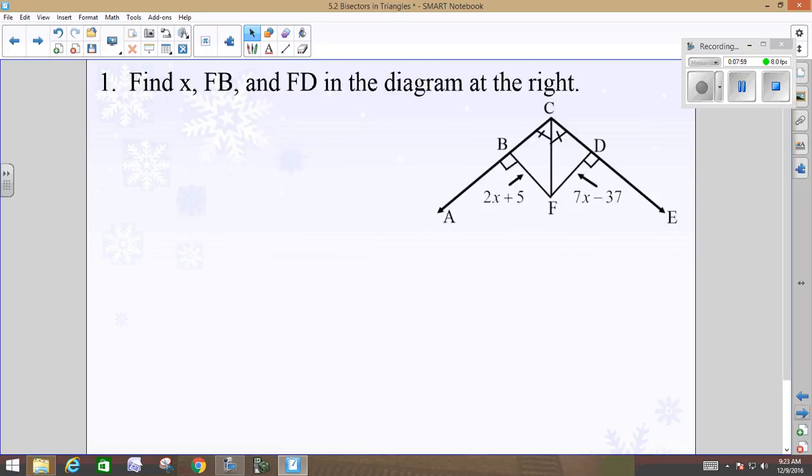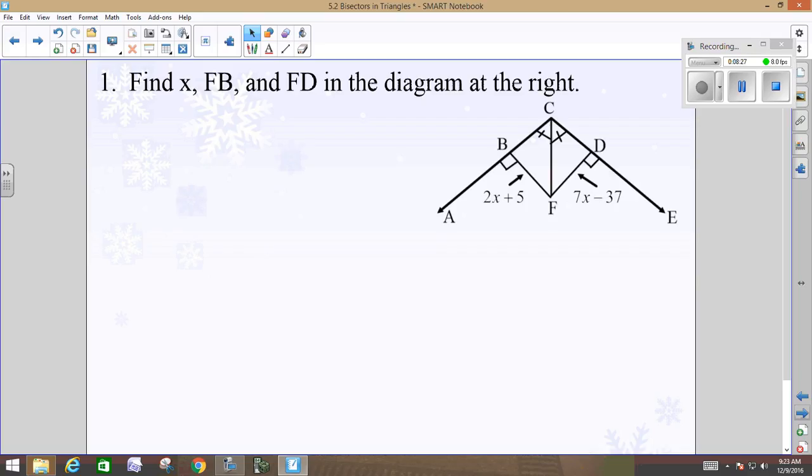So at the top there, we have to find the value of x and then the length of two segments there in the diagram. Looking at our four theorems, we had a perpendicular bisector theorem and an angle bisector theorem. When I look at this picture, would I go with the perpendicular bisector of a segment or an angle bisector? What's my picture showing me? Angle bisector, right up here, angle C is getting bisected.